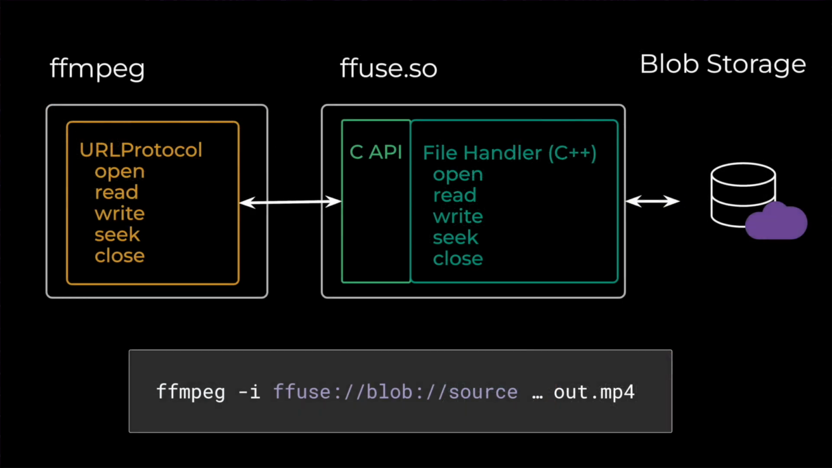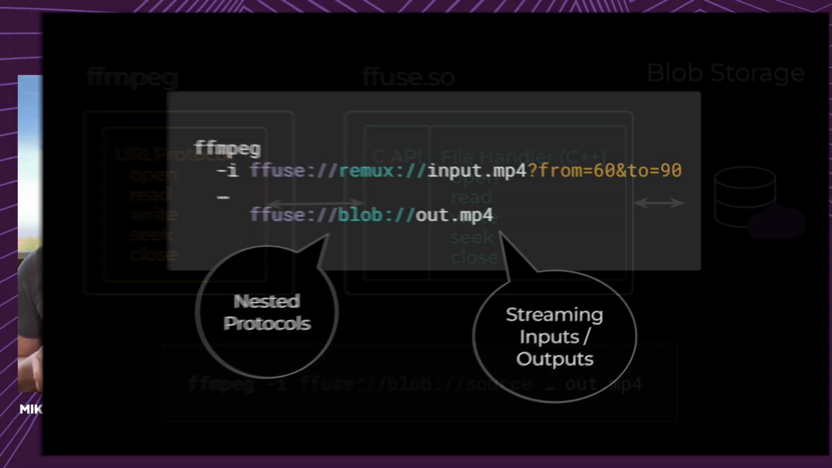So when ffmpeg sees the ffuse protocol for an input or an output, it will dynamically load our shared object, ffuse.so. All of the file object's operations coming from ffmpeg will then be proxied through this shared object to our C++ handler code. And with this, we can directly connect not only ffmpeg to our internal data stores at Meta, but we can also connect it to virtual video files as described in the first part of the talk.